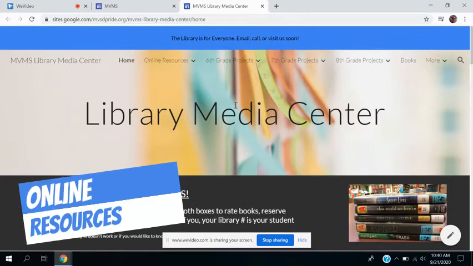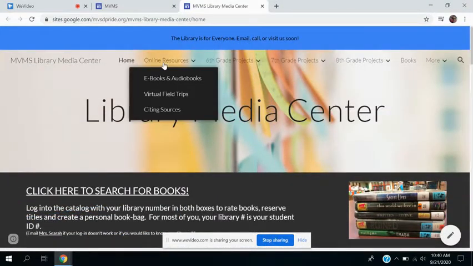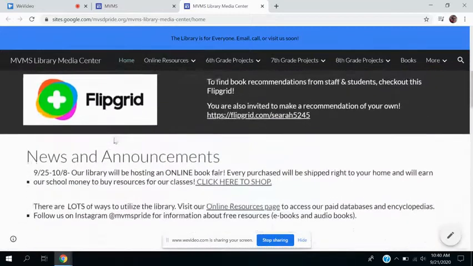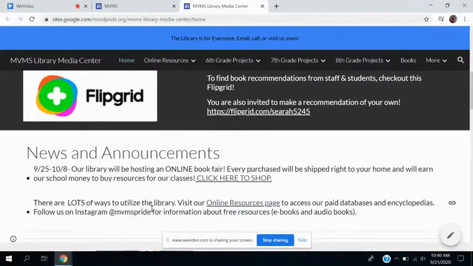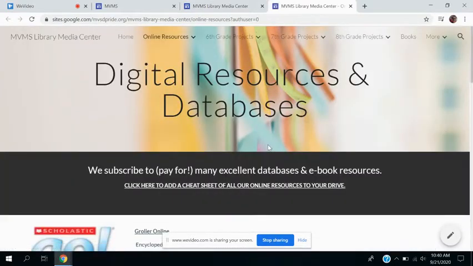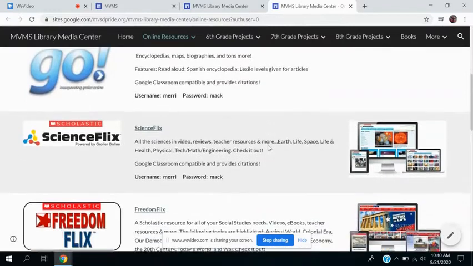All right, here we are. Now, the online resources are in, again, two places. It can be right up here at the top, and you would just click on that, or you could go under News and Announcements, where I have it highlighted here as well. I wanted to put it in a few places so you could get there. The digital resources and databases, that's what we're looking for. We're looking for ScienceFlix. There we are.